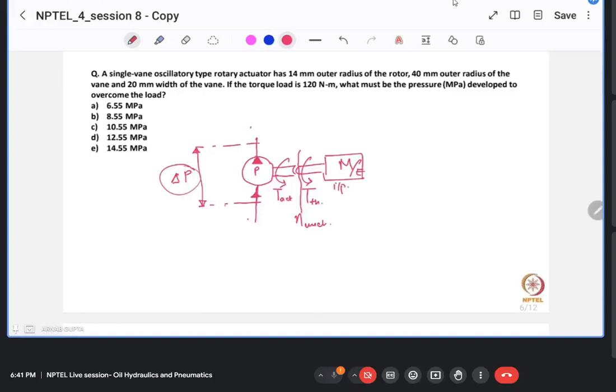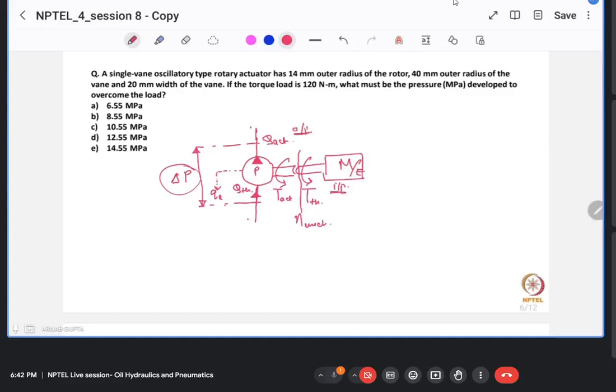Now, if you look at the volumetric flow, it is trying to draw a theoretical flow rate of Q theoretical. But what is happening? There are some losses. The losses can be leakage loss or due to compressibility of the hydraulic fluid. There is some loss of energy. So what is being delivered by the pump? It is Q actual. So this is your output.